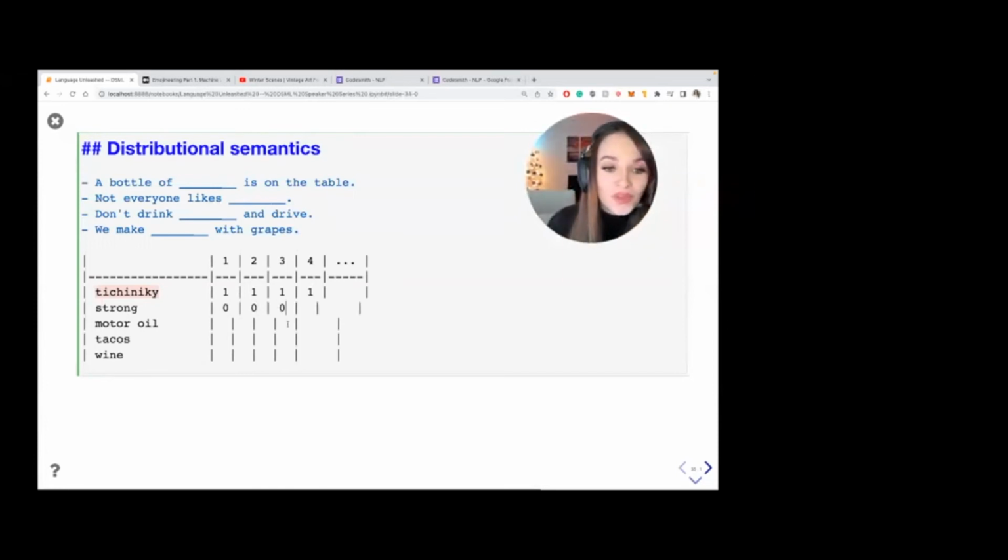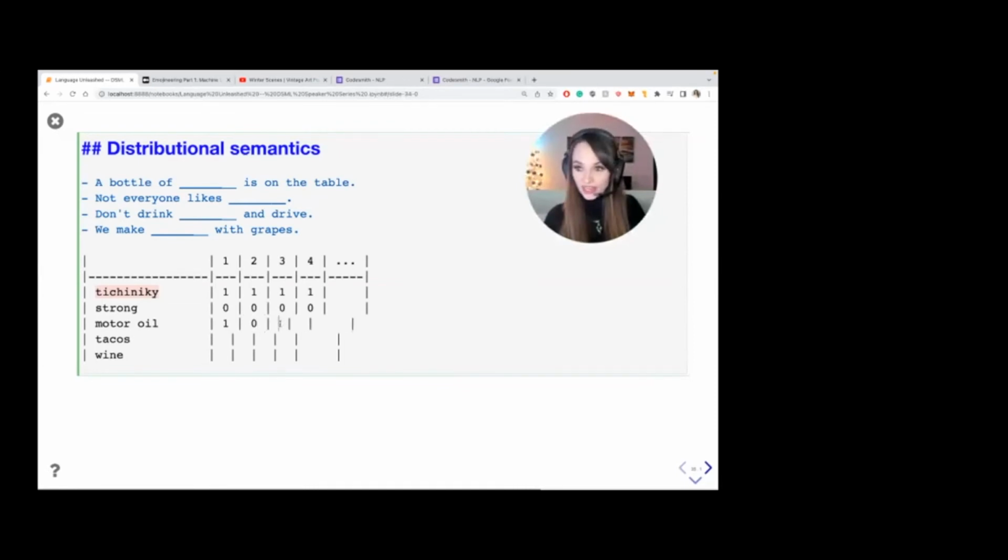So that's a 0. We make strong with grapes. Yeah, that also sounds funny. So we're gonna give it a 0. So now let's go with motor oil. A bottle of motor oil is on the table. That makes sense. So let's just give it a 1. Not everyone likes motor oil. As much as that makes sense grammatically, chances that we're going to see that sentence are low. So I'm just going to put 0 in this case.